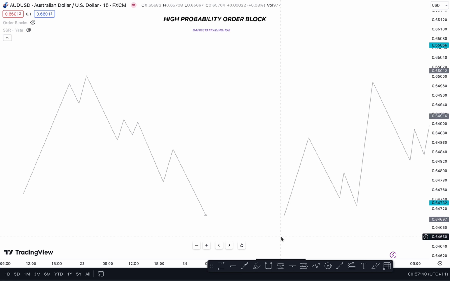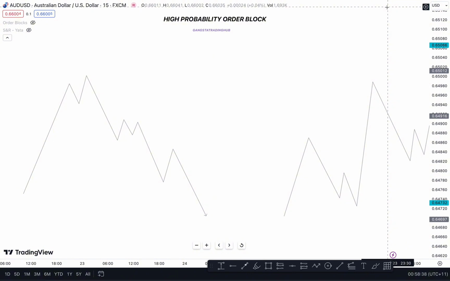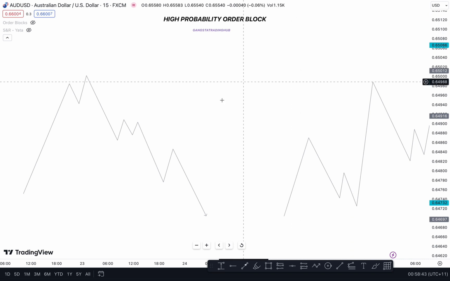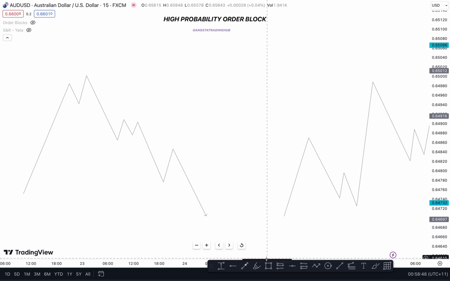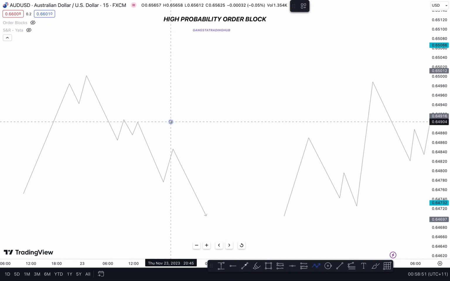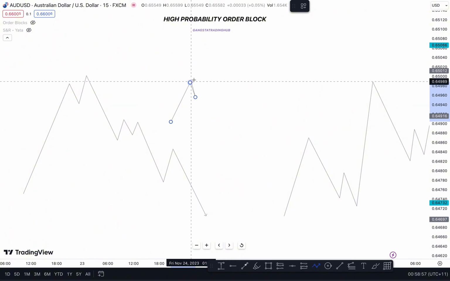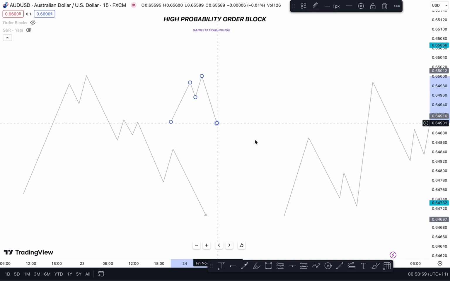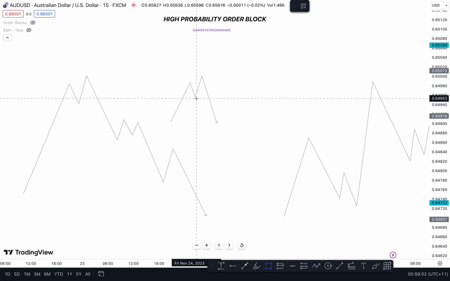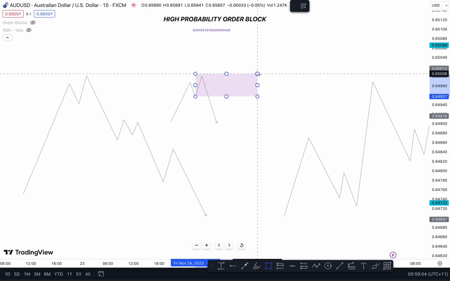So on today's topic, we're going to be talking about high probability order block, right? And what is the secret? What's the secret to identifying high probability order block? So in a downtrend, the best way to identify a high probability order block is when the recent candlestick takes out the previous candlestick high, right? So in a downtrend, we'll have something like this. If the previous candlestick, which is this one, takes out this previous candlestick high, this is where you are most likely to identify your high probability order block.